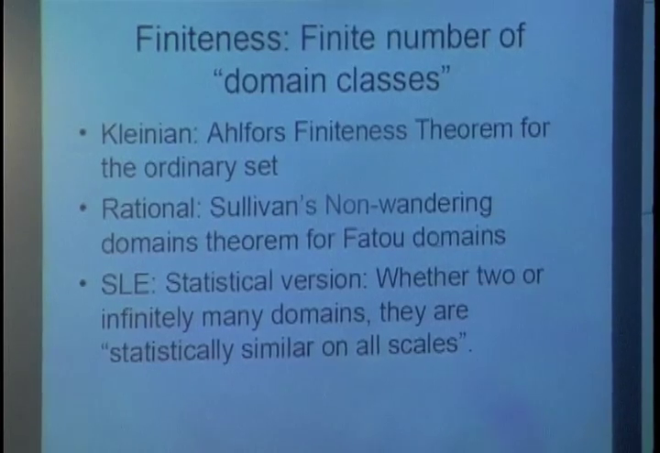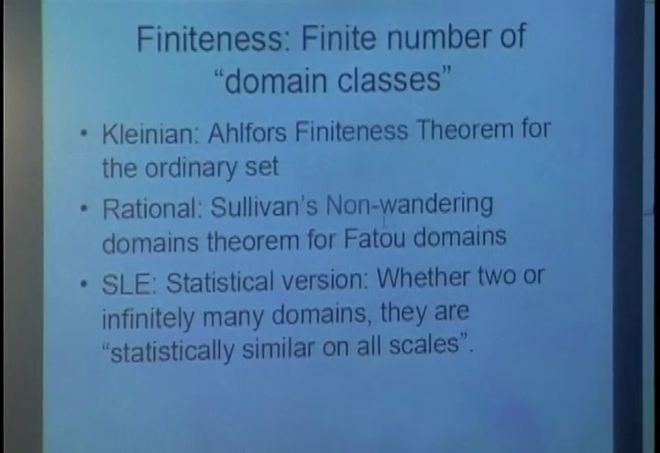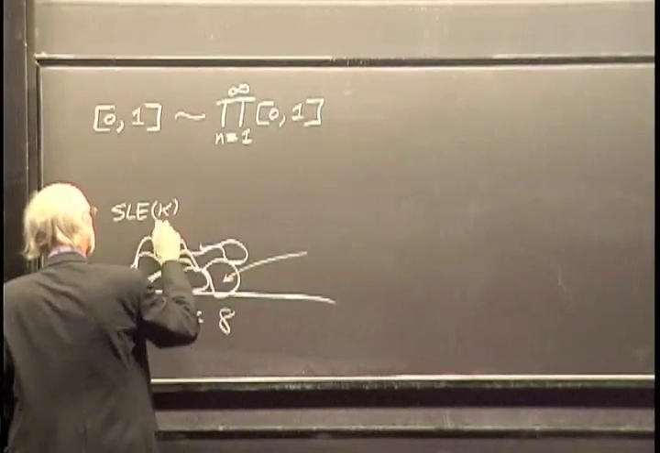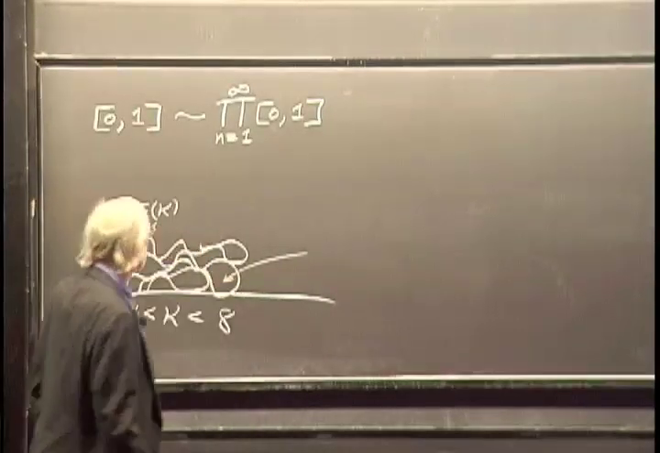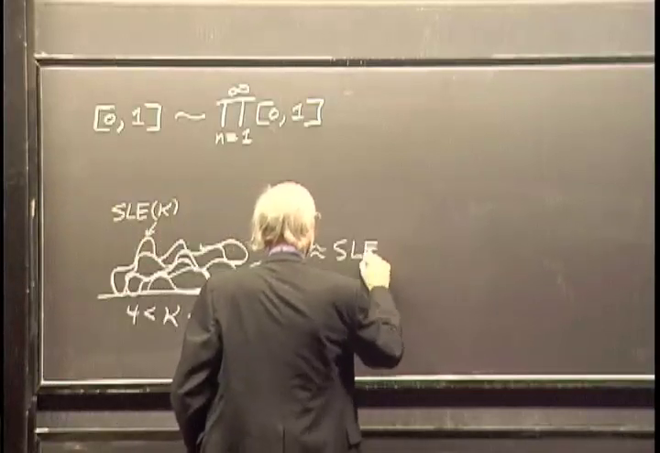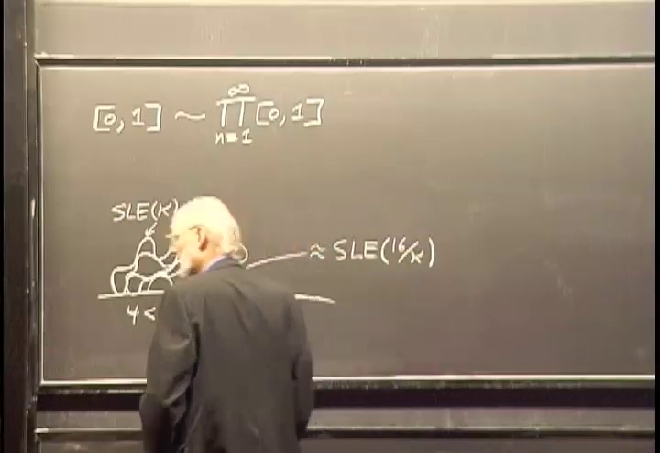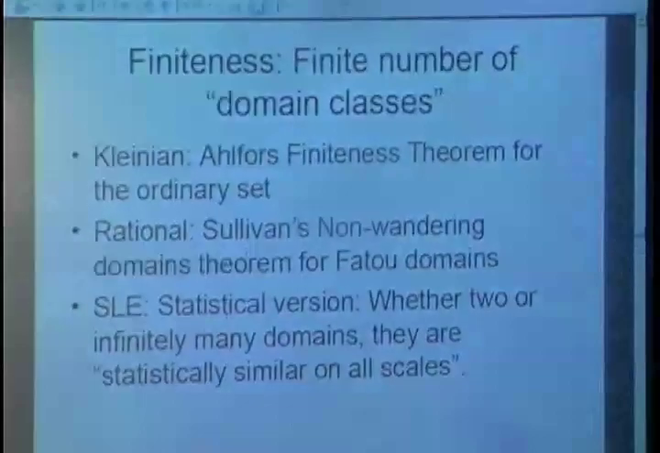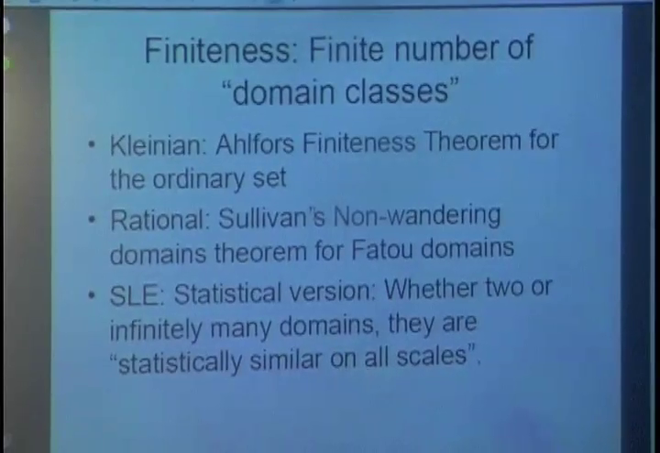It turns out, however, that there is a more complicated finiteness theorem, and that states the following: if we look at the inside, so this is SLE kappa, if we look at one of these domains that appears, it's SLE 16 over kappa. So there's some strange duality that appears there. And so all these interior domains are, in a certain sense, in the same class. So are they related by some sort of Möbius transformation? No, but they have a beautiful statistical distribution in many senses.